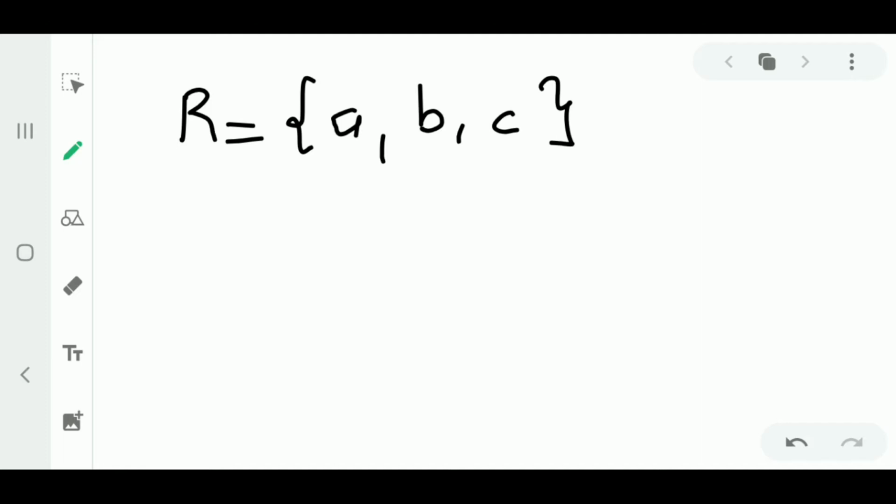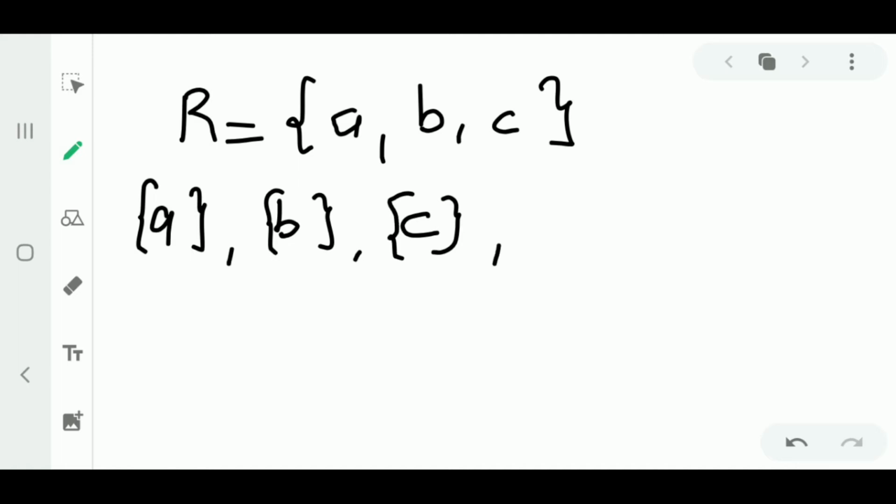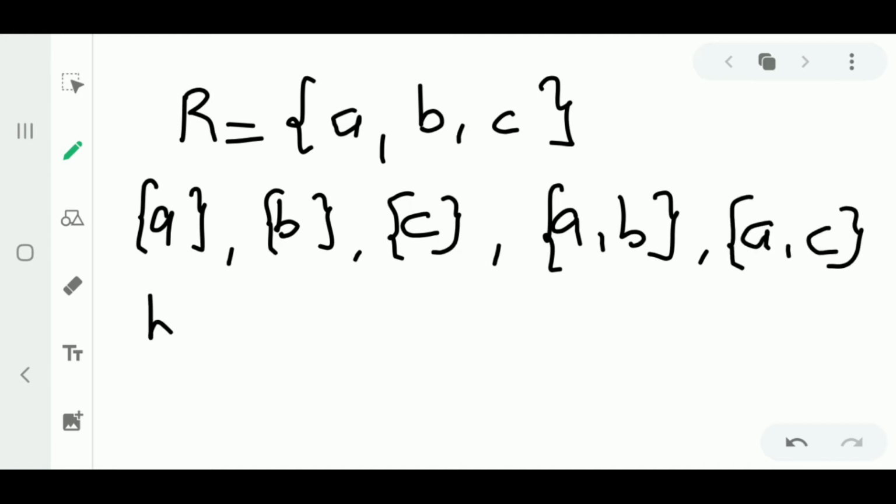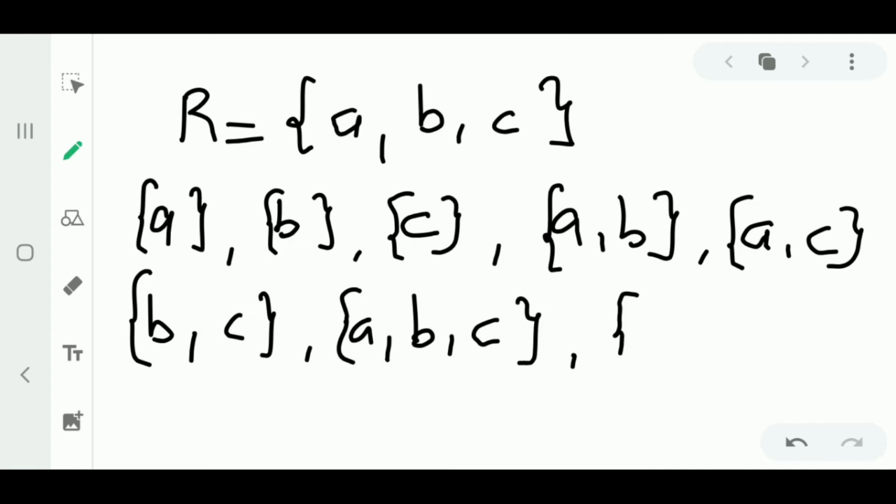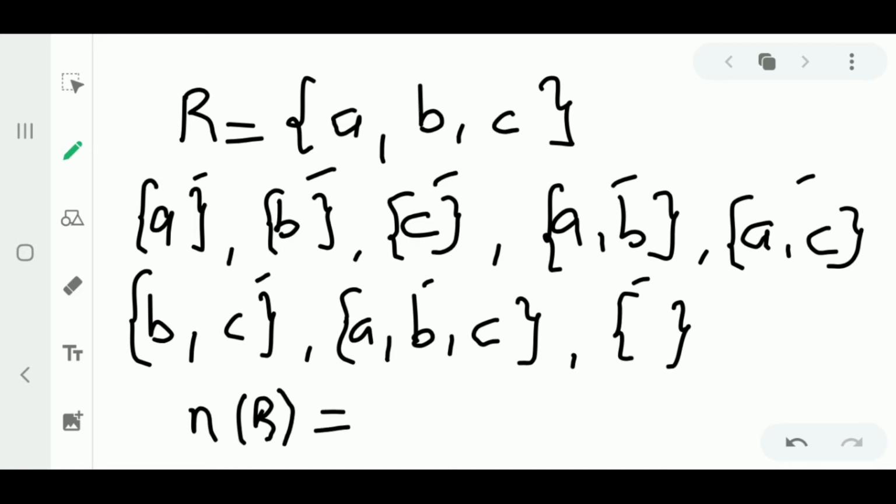So the subsets are as follows. A is a subset by itself, B is a subset by itself, C by itself. Then we can say A, B together, A and C together, B and C together, all three of them combined together is also a subset. And the empty set is always a subset of whatever set we have. So here we can count 1, 2, 3, 4, 5, 6, 7, 8 and realize that the number of subsets for this here is equal to 8.